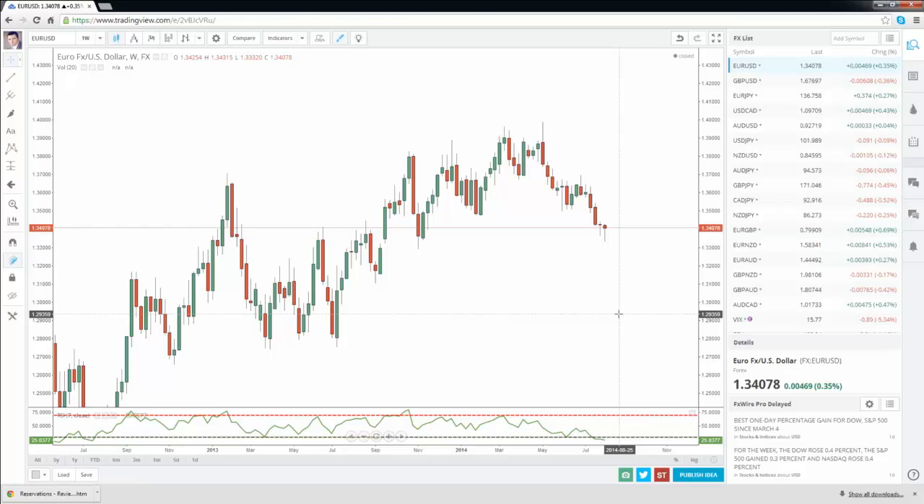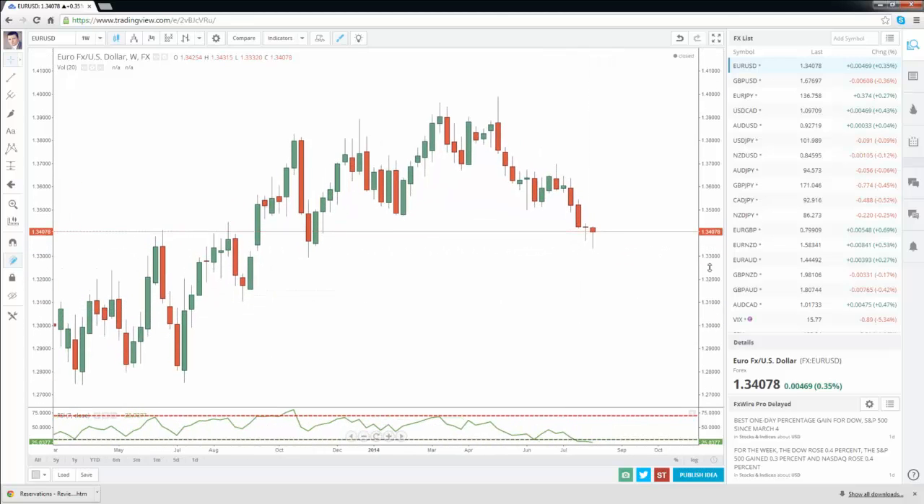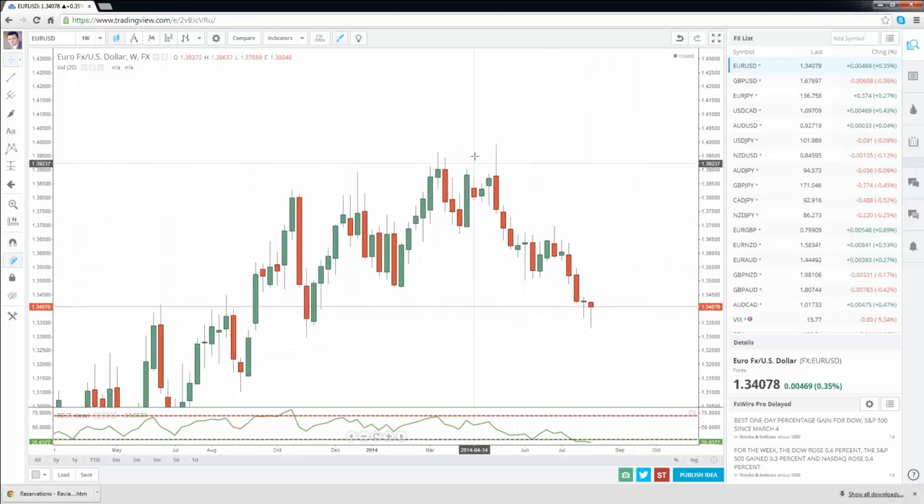But you might want to look for a key structure level on a 5-minute chart for a 15-pip move. So that's what we want to be careful of and just be aware of. But if you look here, we've had a nice downward move, a little retracement.